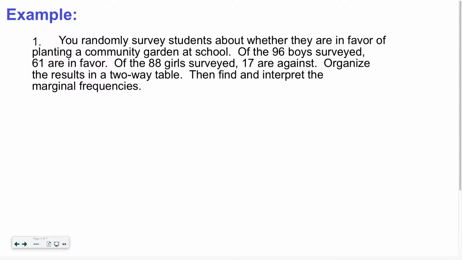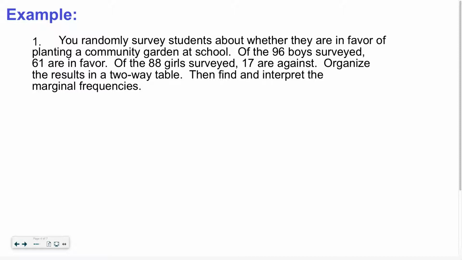You randomly survey students about whether they are in favor of planting a community garden at school. Of the 96 boys surveyed, 61 are in favor, and of the 88 girls surveyed, 17 are against. Organize the results into a two-way table. Find and interpret the marginal frequencies. So first of all, I'm going to focus on my table here.